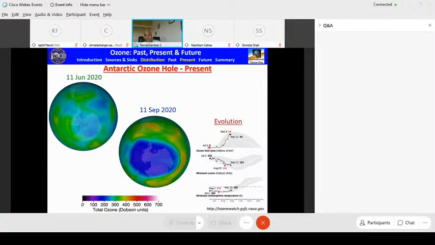To begin with, in July, what you are seeing is the ozone hole area, which we'll talk about in the next transparency. This is the area where the ozone values are lower than 220. Why 220? I will tell you.